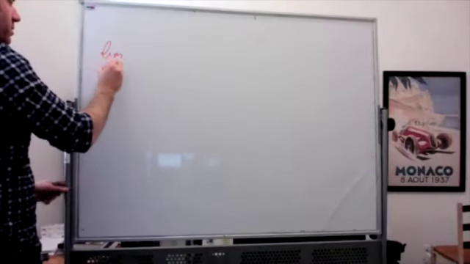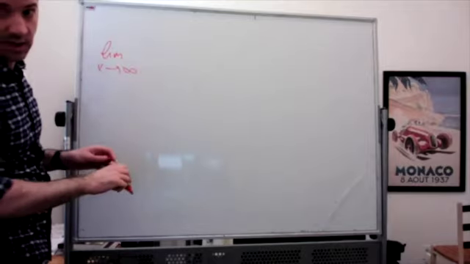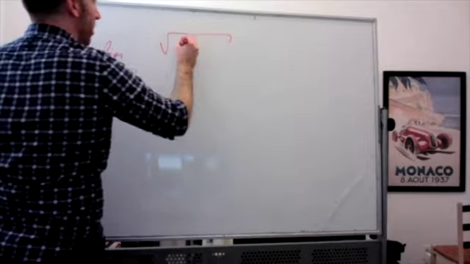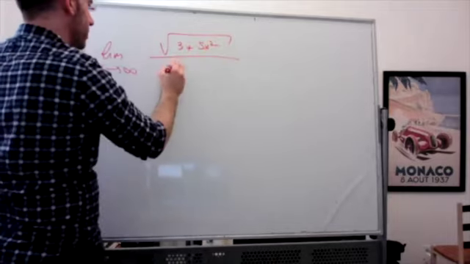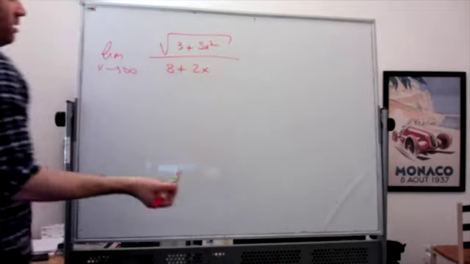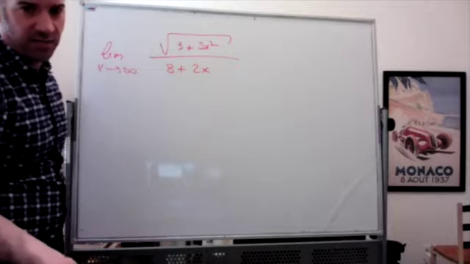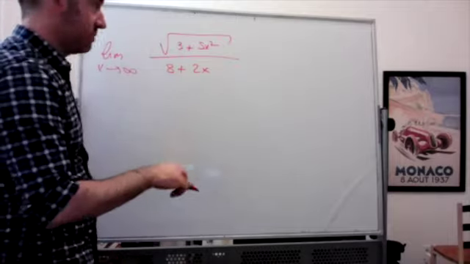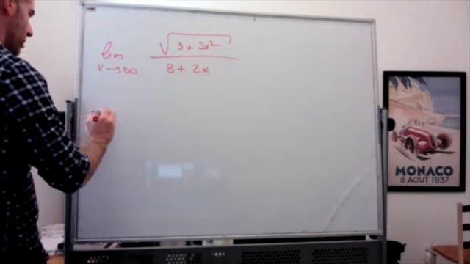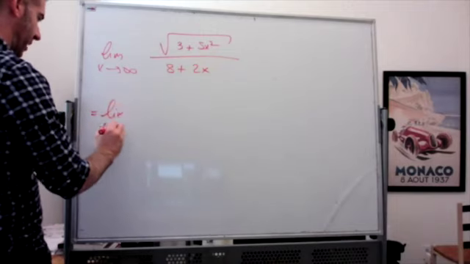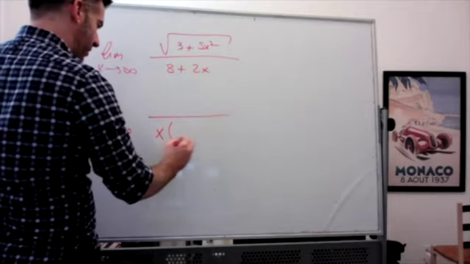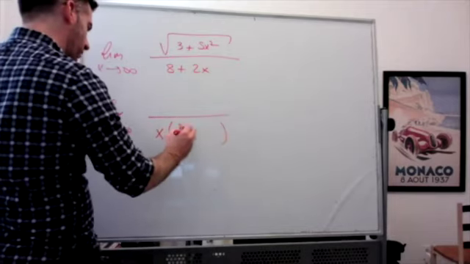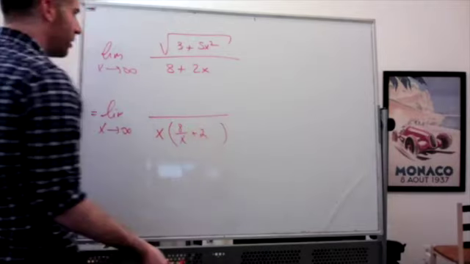I wanted to find the limit as x goes to infinity, positive infinity this time, of the square root of 3 plus 5x squared over 8 plus 2x. What people often do, instead of dividing by the highest power, is factor out the highest power. So in the denominator, I'm factoring out an x, and I'm left with 8 over x plus 2.